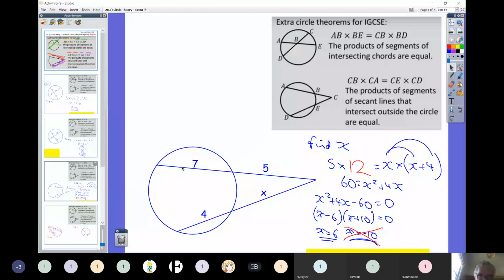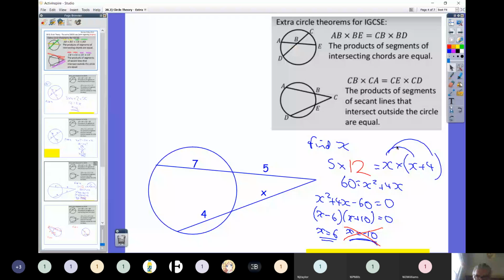Just processing that algebra, we're going to end up with a quadratic equation here. 5 times 12 equals x times x plus 4. Well, obviously we do the claw on the right hand side, so we get x squared plus 4x equaling 60. Take away 60 from both sides, we've got a quadratic equaling 0. Factorize it, we get two solutions, x being 6 and x being minus 10.